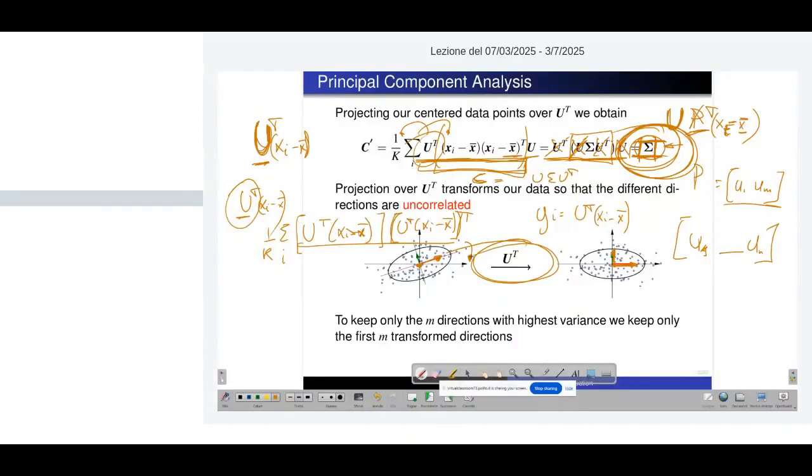Multiplication by U transpose would simply correspond, if I see it as a rotation of the samples, to rotating my data in such a way that the covariance matrix principal axes become aligned with the Cartesian axes of my original space. So that now the direction of maximum variance will be coordinate 0 in my vectors. So U1 transpose X will be the coordinate that contains the direction with maximum variance, and so on.